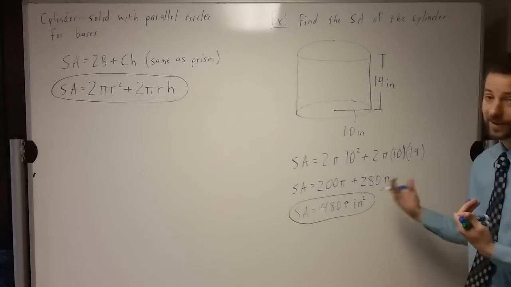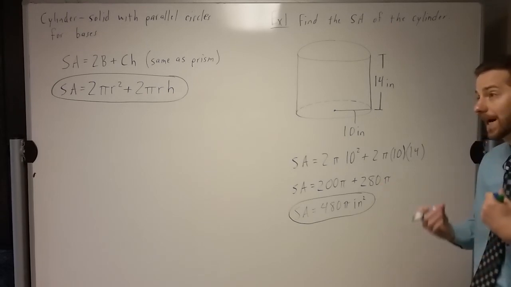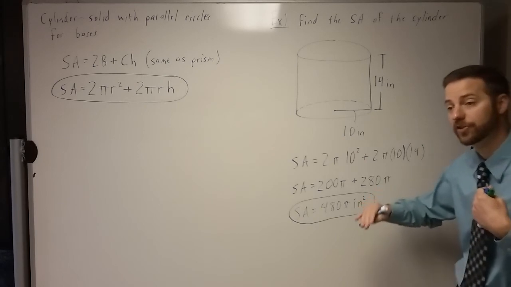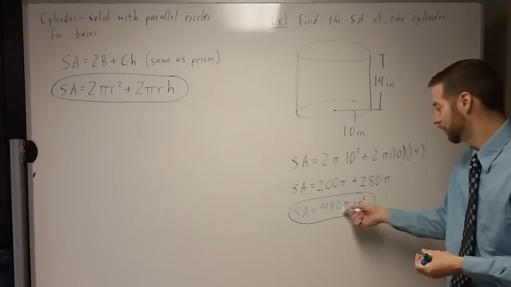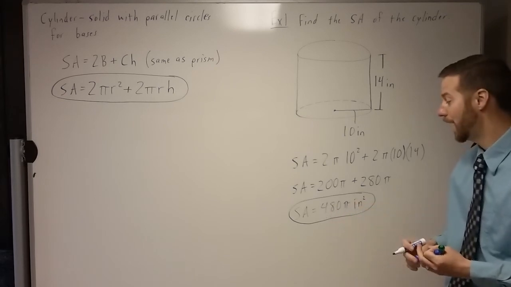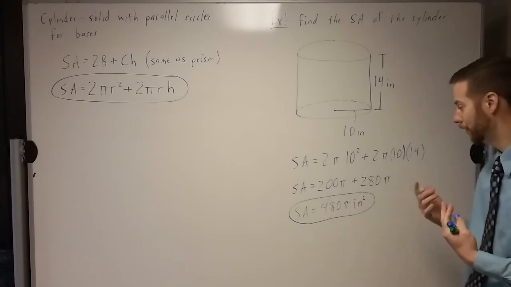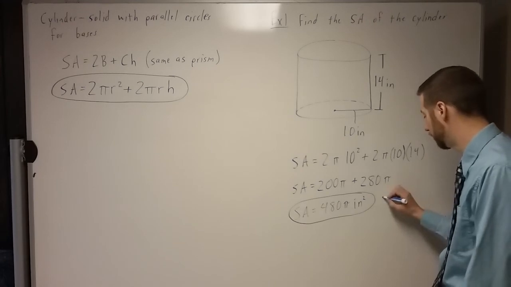Now, that's great because that's an exact answer. However, if you were actually building something and saying, how much material do I need to cover the outside of this cylinder? It's hard to go and buy 480 pi square inches of material. And so you'd want this as a decimal.